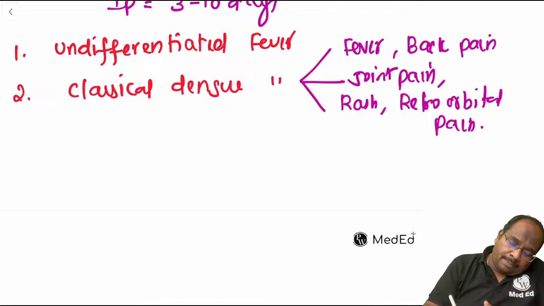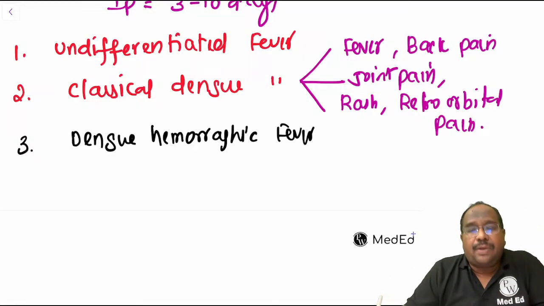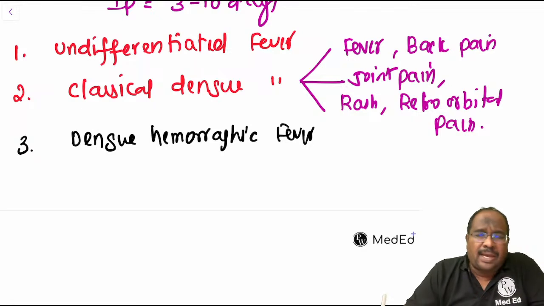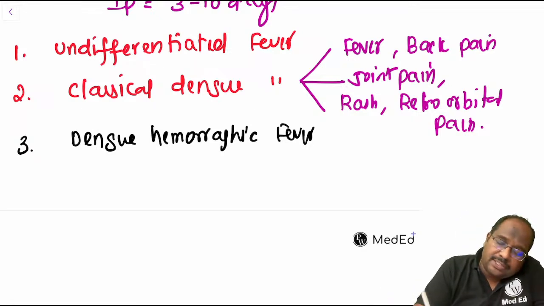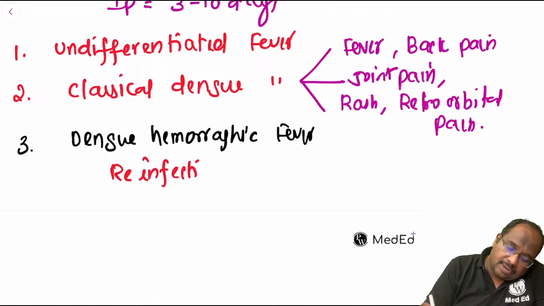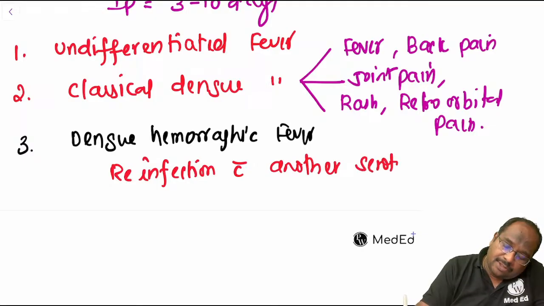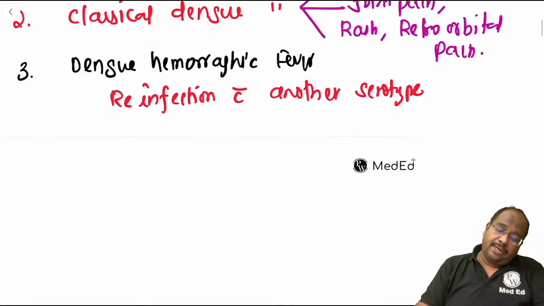But we are worried about dengue because of dengue hemorrhagic fever. Why does dengue hemorrhagic fever happen? It happens because of reinfection with another serotype, guys. What do you mean by that?